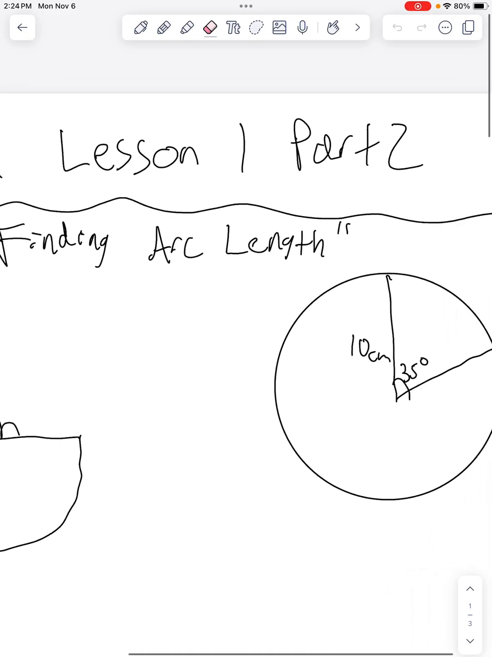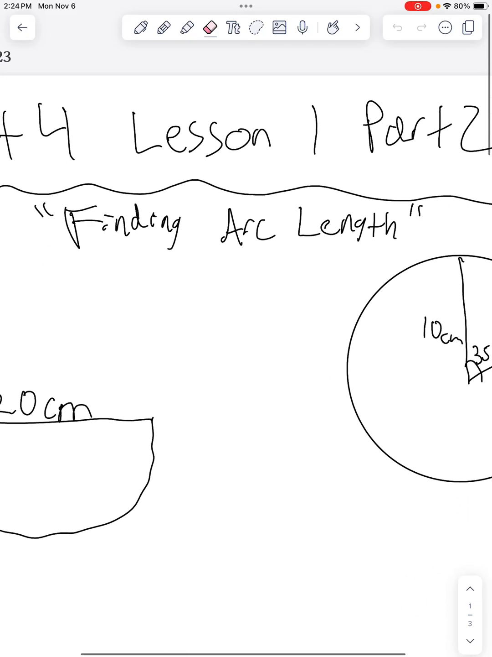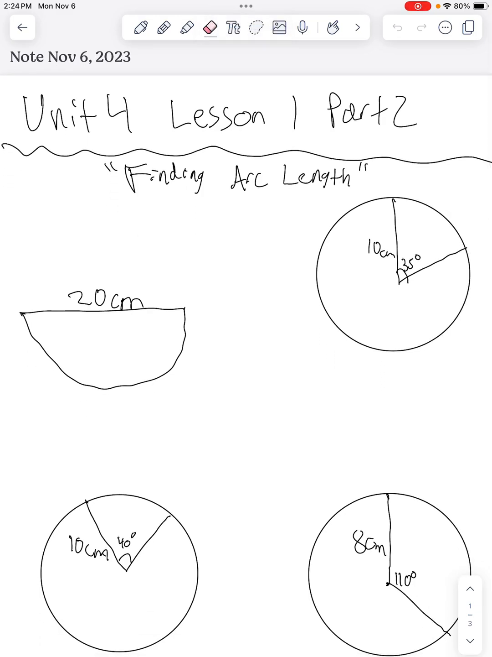Unit 4, Lesson 1, Part 2. We're going to continue with circles and our arcs. We are looking at finding arc length this time. So if I'm looking at how to find the arc length, I have to determine, all right, that's this stuff that's outside of my circle right here.